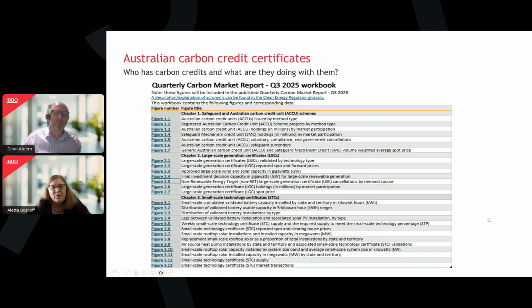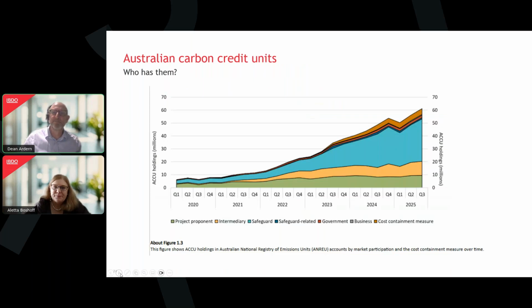I don't want to go into detail there, but I wanted to highlight the fact that there's quite a lot of data about carbon credits being captured by the Clean Energy Regulator, and they publish it quite regularly. So if you have any interest in carbon credits, where they are and what they're being used for, I think it's actually quite a good source of information. So this is a pretty cool little diagram that I picked up out of their recent report.